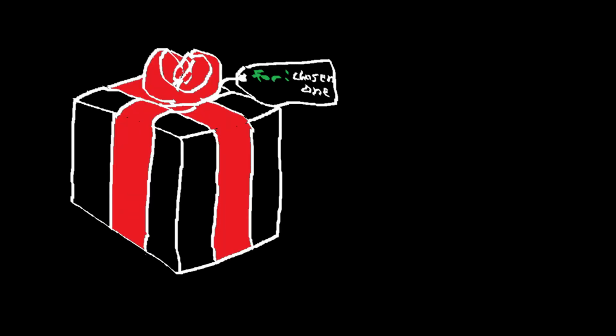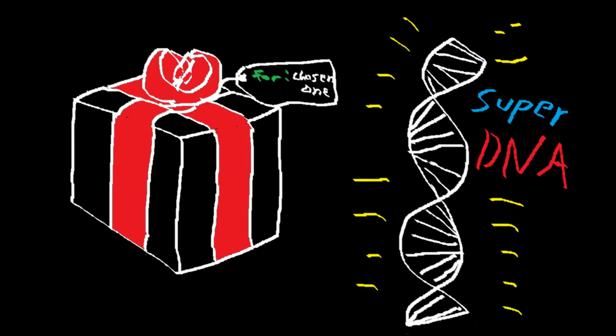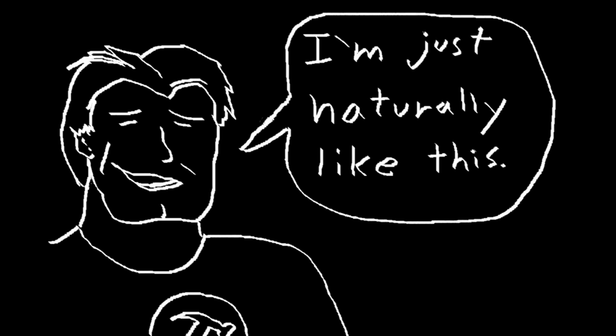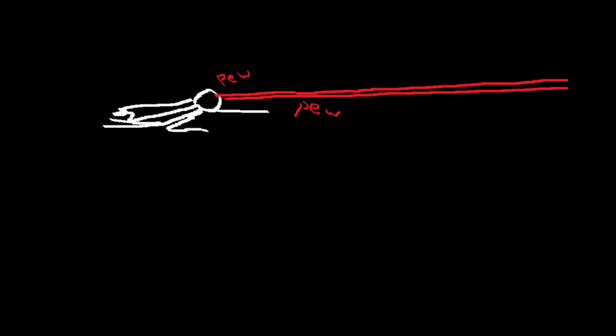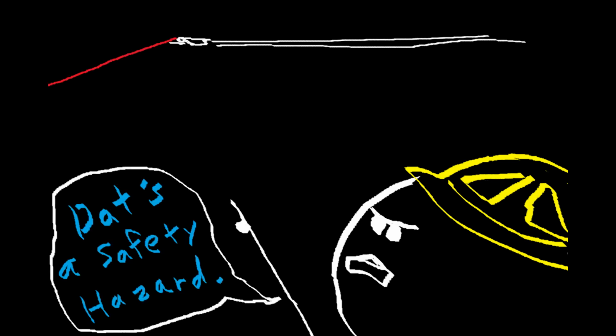But let's say the skill was given to them, or they were born with it. What do you do if they didn't need to sacrifice anything? Examine how it complicates their life. Power brings attention. If you give a person the ability to shoot eye lasers, there are gonna be folks that look at that and say, that's a safety hazard. Most of the world doesn't like a power it can't control.